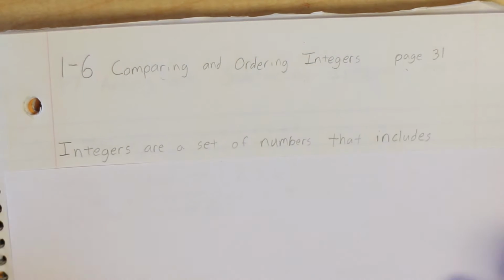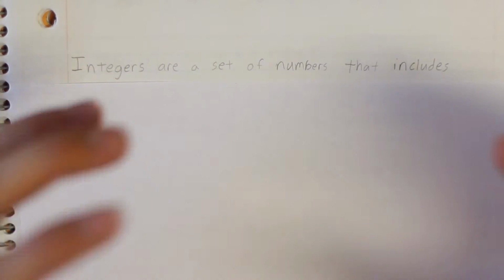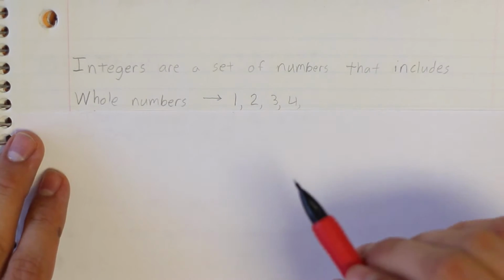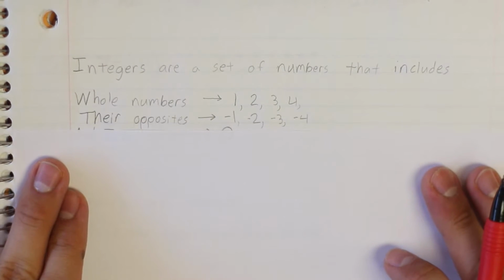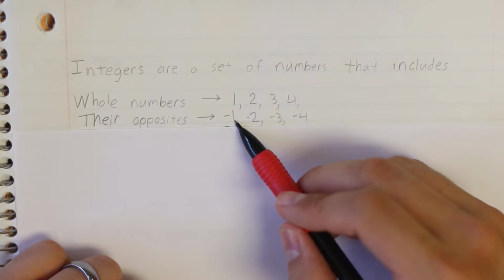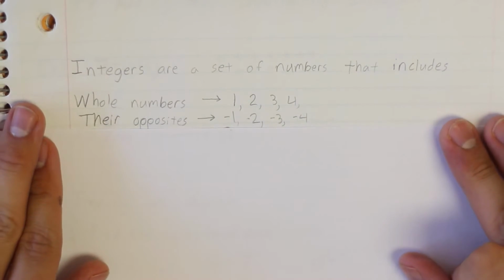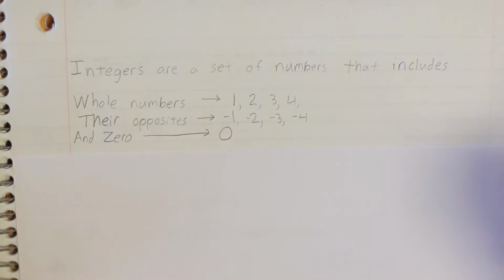First, we need to define what an integer is. Integers are a set of numbers, and this set of numbers includes whole numbers such as 1, 2, 3, 4, 5, 187, you get the point. Whole numbers, no fractions, no decimals. It also includes their opposites, which means negative numbers. So if you take a whole number and its opposite, like 1, -1, 2, -2, 3, -3, you get the point. It also includes 0. So integers are a set of numbers that include whole numbers, their opposites, and 0.